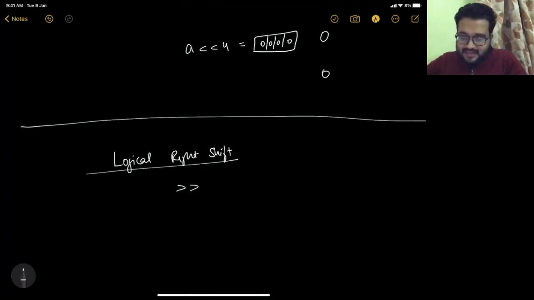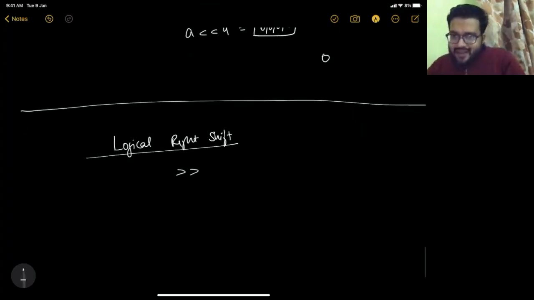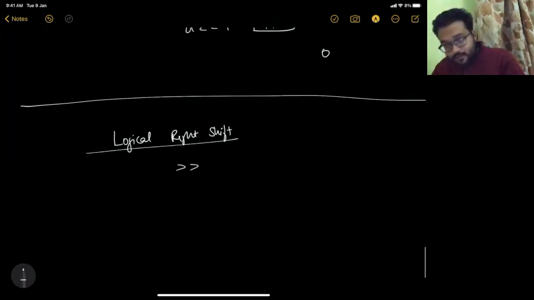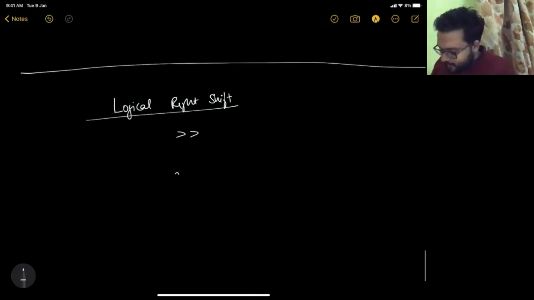Cool. Now let's come to logical right shift. Logical right shift does exactly the opposite of what logical left shift does. So let's just take a number. Let's start with a number as 9. Or let's for now start with number 8. I will just tell you what happens if you start with 9. 8 is represented as 1 and 3 zeros. I hope everybody appreciates this.